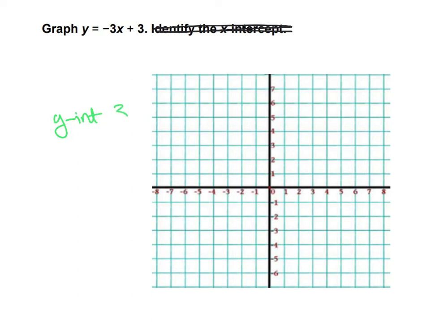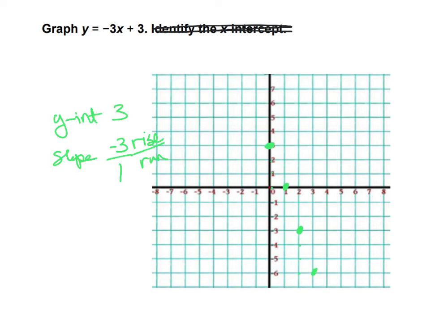Y-intercept is a +3. Slope is a -3, and we're going to put it over 1. So y-intercept is at a 3. Rise over run, we're going to go down 3 and to the right 1. So down 3 to the right 1. Down 3 to the right 1.